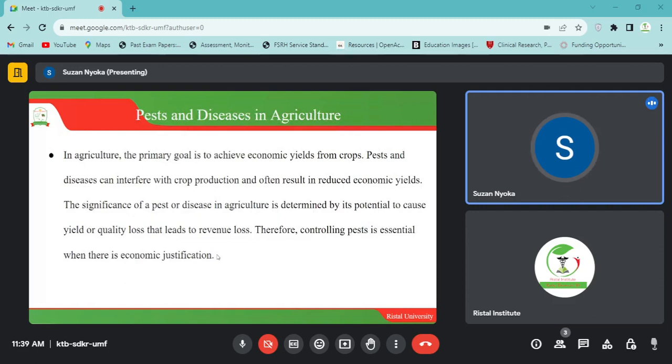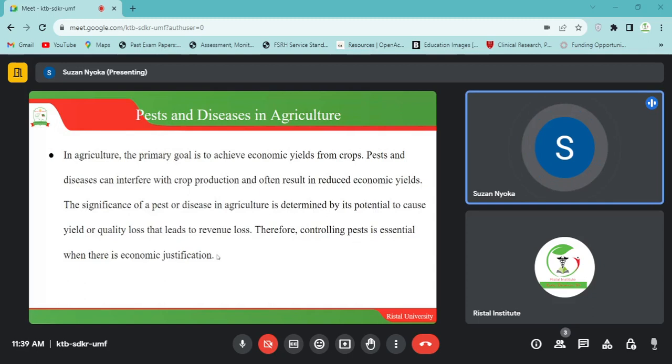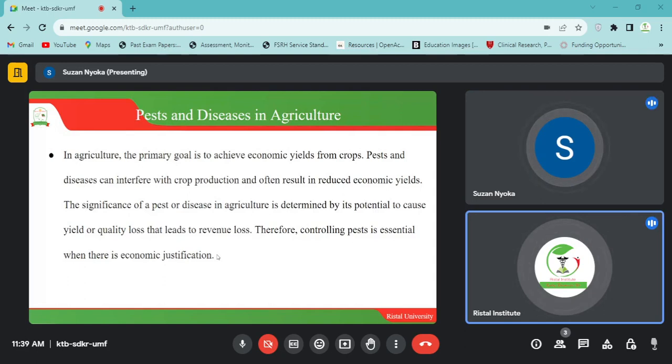What is a pest? A pest is an organism harmful to crops or possessions. In agriculture, any organism that can damage crops is considered a pest. An economic pest is one whose presence or effects result in yield or quality loss, leading to revenue loss. Yes, this economic pest's presence in the field destroys the quality and the yield, so it leads to revenue loss.